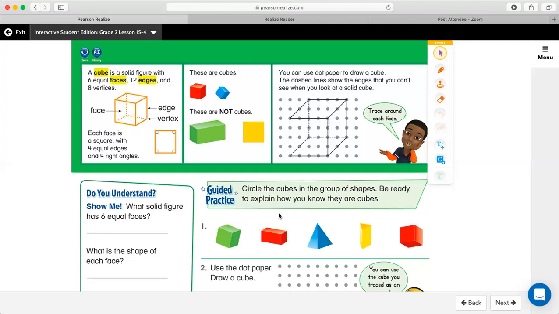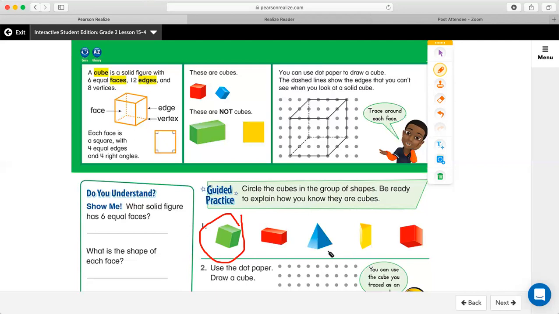Okay? Number 1, we're going to look here and we're going to find the ones that are cubes and we're going to circle them. So let's look at this first one. Is this a cube? Does this look like this and this and this? And the answer is yes, this is a cube. Okay. Is this shape a cube? Hopefully you all said no. This is a rectangular prism, which you will see later on in this topic.